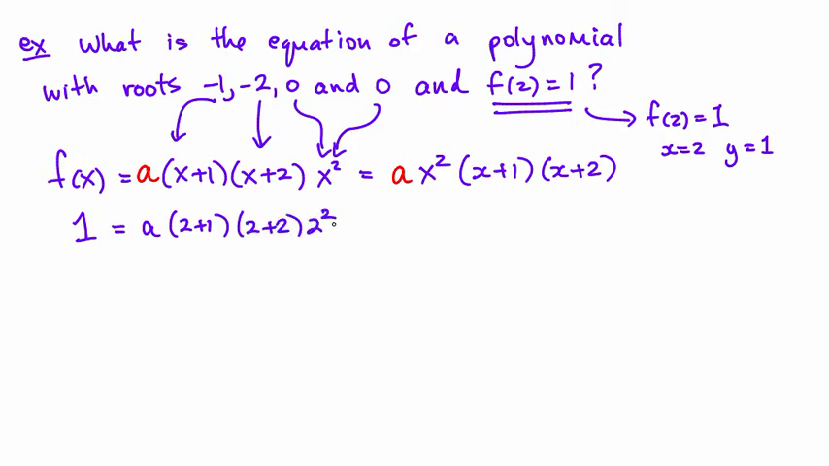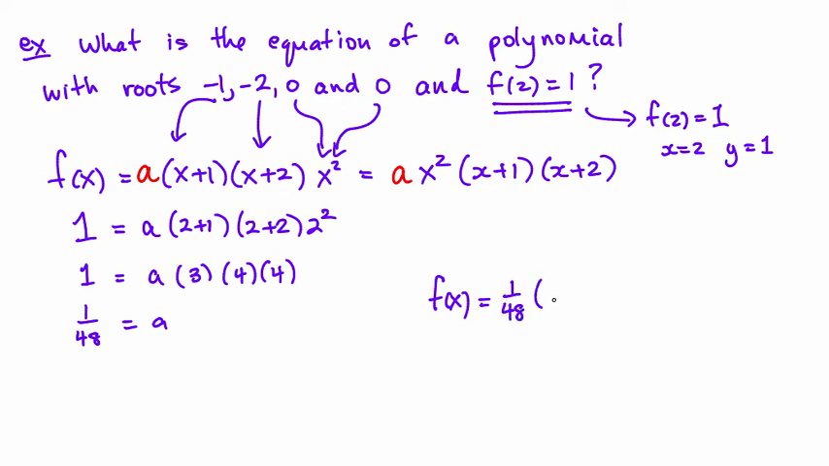And now I can actually solve for what my a value is. So this side is 1, and this is a times 3 times 4 times 4. That's 4 times 4 is 16 times 3 is 48. So if I divide the right-hand side by 48 and the left-hand side by 48, I get a is 1 over 48. And I know that this polynomial, 1 over 48, times x plus 1 times x plus 2 times x, so I'll throw those in front. That polynomial goes through this point and has all of those roots.